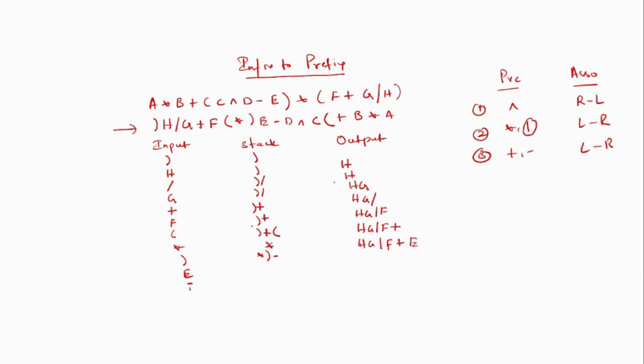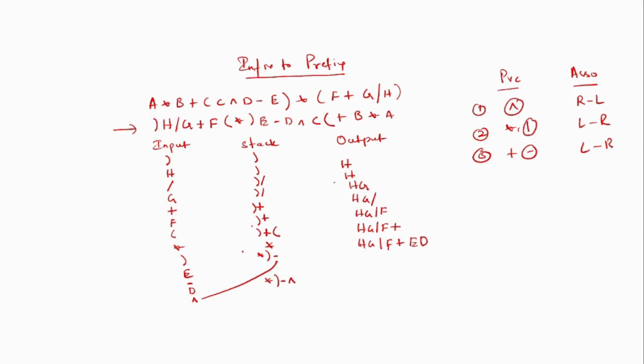Then comes D, right? D is not an operator. I will put it in the output. Then comes exponential. I will compare exponential with minus. Exponential has greater precedence than minus. Therefore I will push exponential into the stack, right?